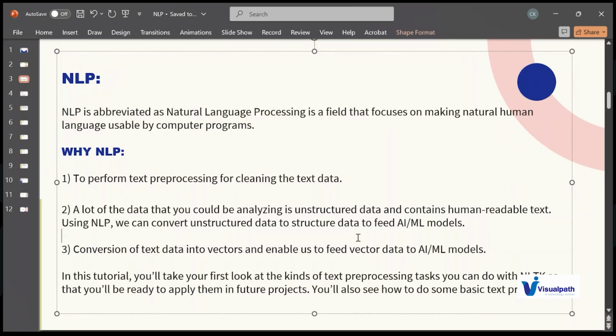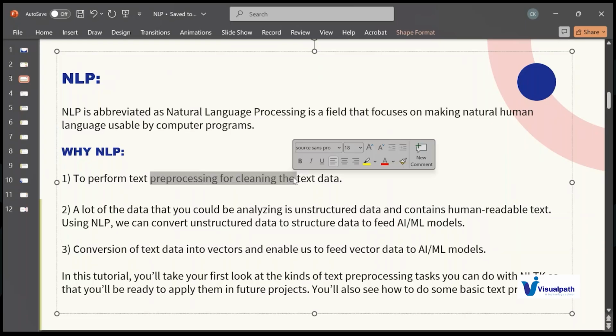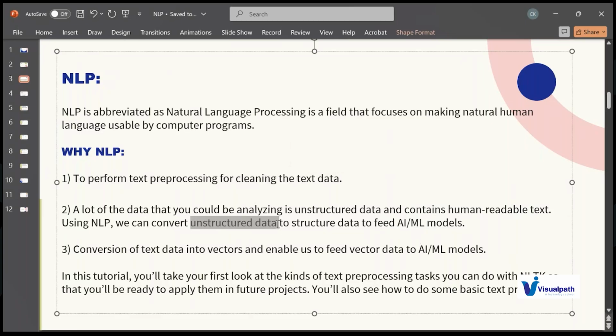So three things. One is cleaning the text data. The second is converting the unstructured data to structured data to feed to the AI model. And the third is converting the entire structured data into vector data, nothing but number data, and feeding it into the AI ML model. So these are the three reasons why we have NLP.